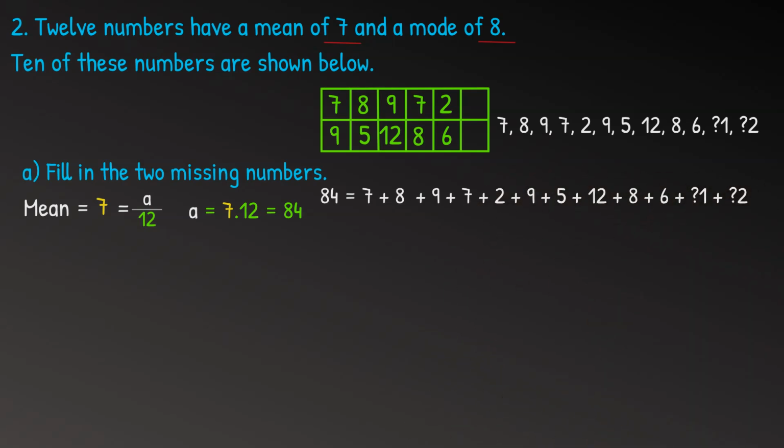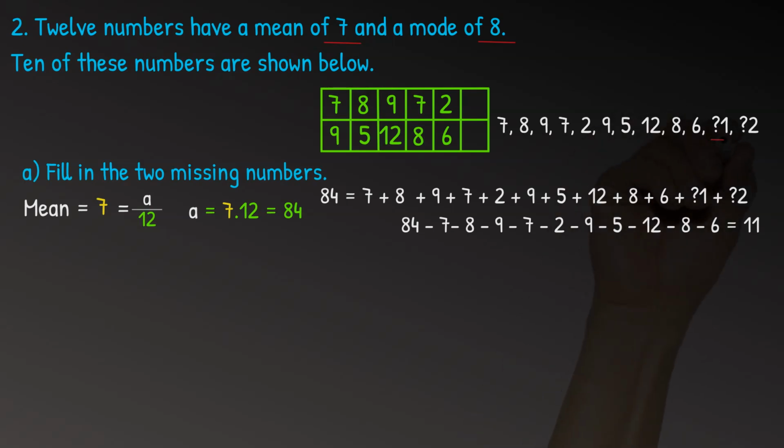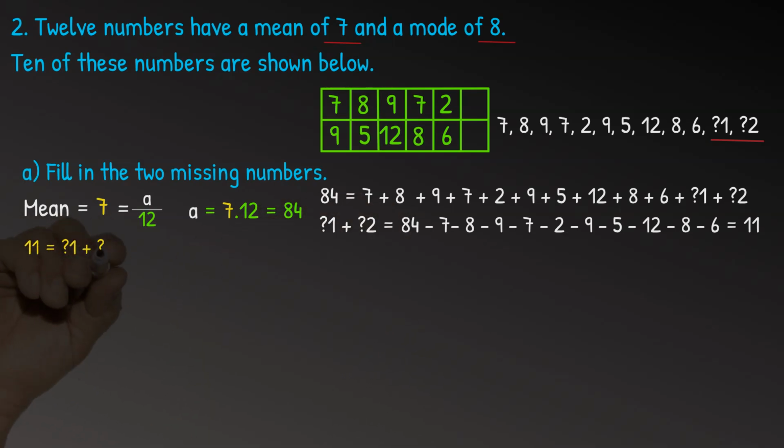So we're going to subtract the 10 numbers we do already know from 84, and that's going to give us the sum of the 2 numbers we haven't yet determined. So if we refer to the 2 numbers we haven't yet determined as question mark 1 and question mark 2, we now know that 11 is equal to question mark 1 plus question mark 2.